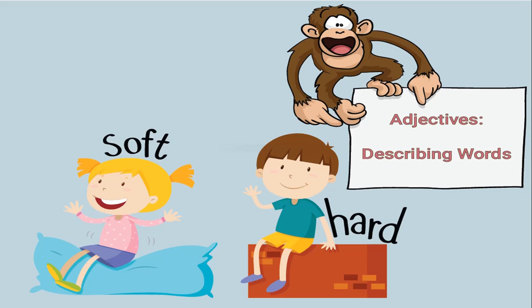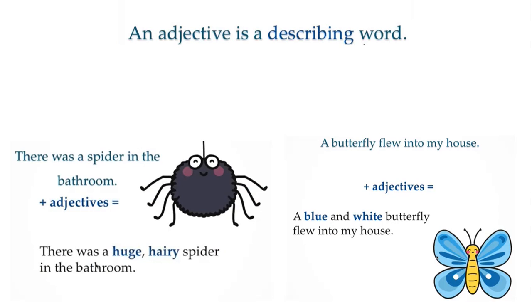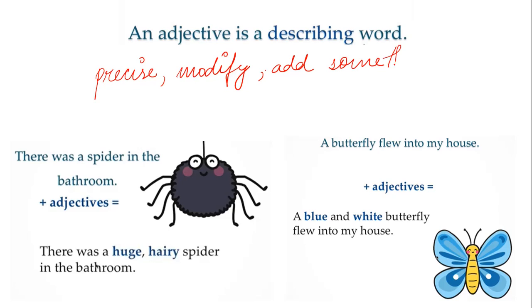So we started discussing adjectives. What are adjectives? Adjectives are describing words. An adjective is a describing word. It's used to add something to the meaning of a noun or a pronoun. We use adjectives with nouns, so they help us in making the nouns precise. They modify the nouns or pronouns. They give more information about it. So they add something to the meaning of nouns or pronouns.